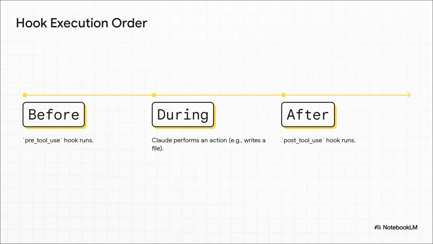Understanding the timing here is everything. You can trigger actions before a tool is used with pre-tool use, or after it's used with post-tool use. You can even trigger something when an entire session stops using the stop hook. This gives you incredibly precise control over your automation.